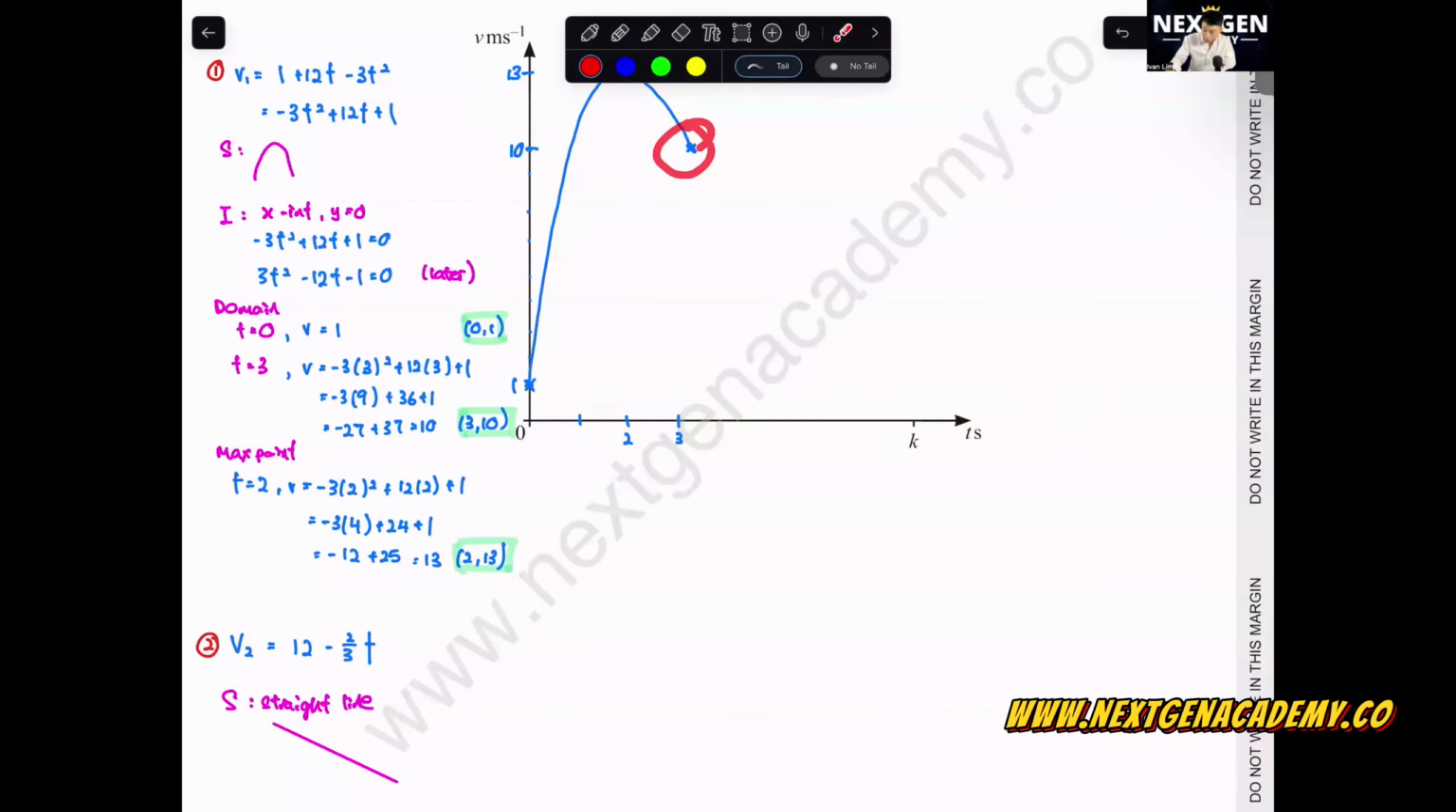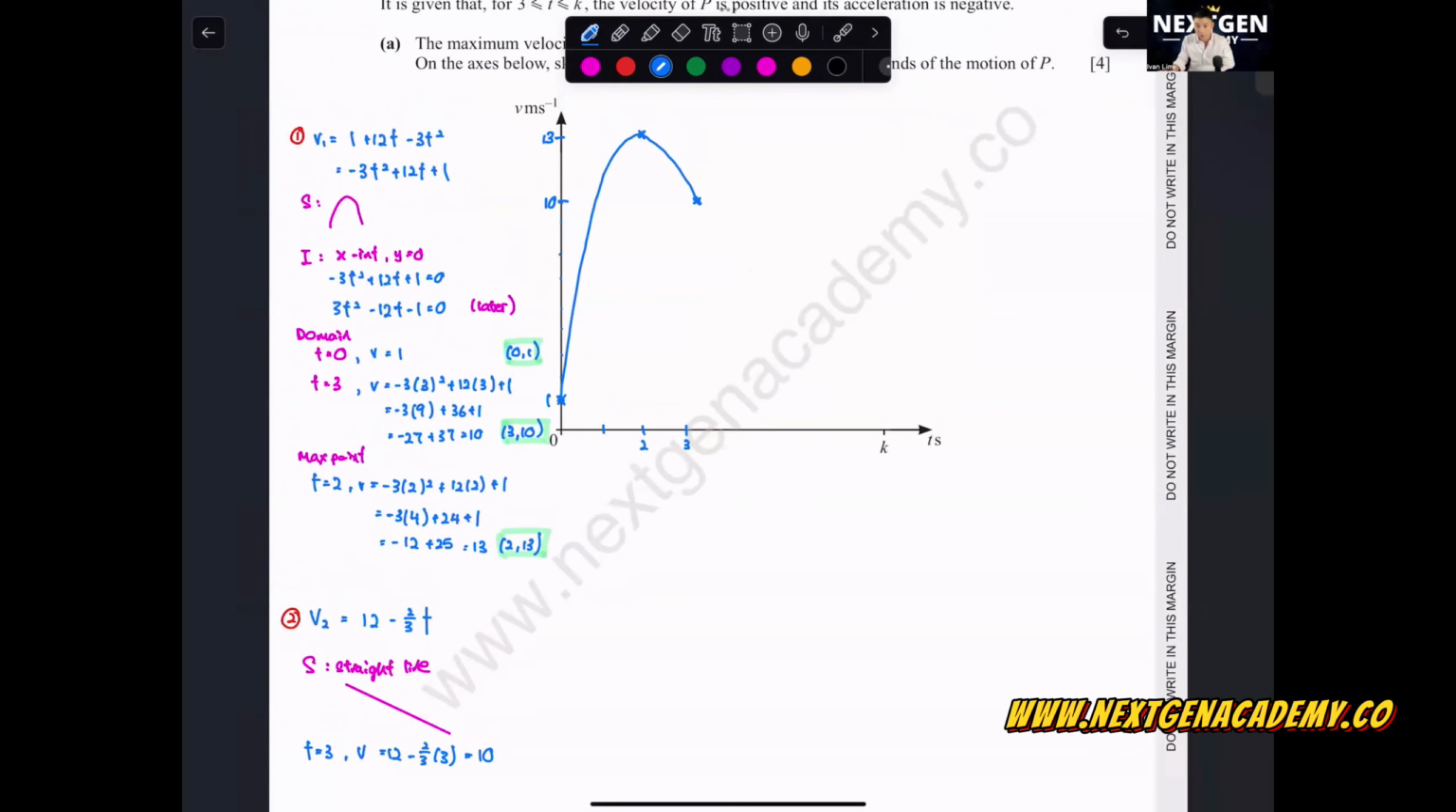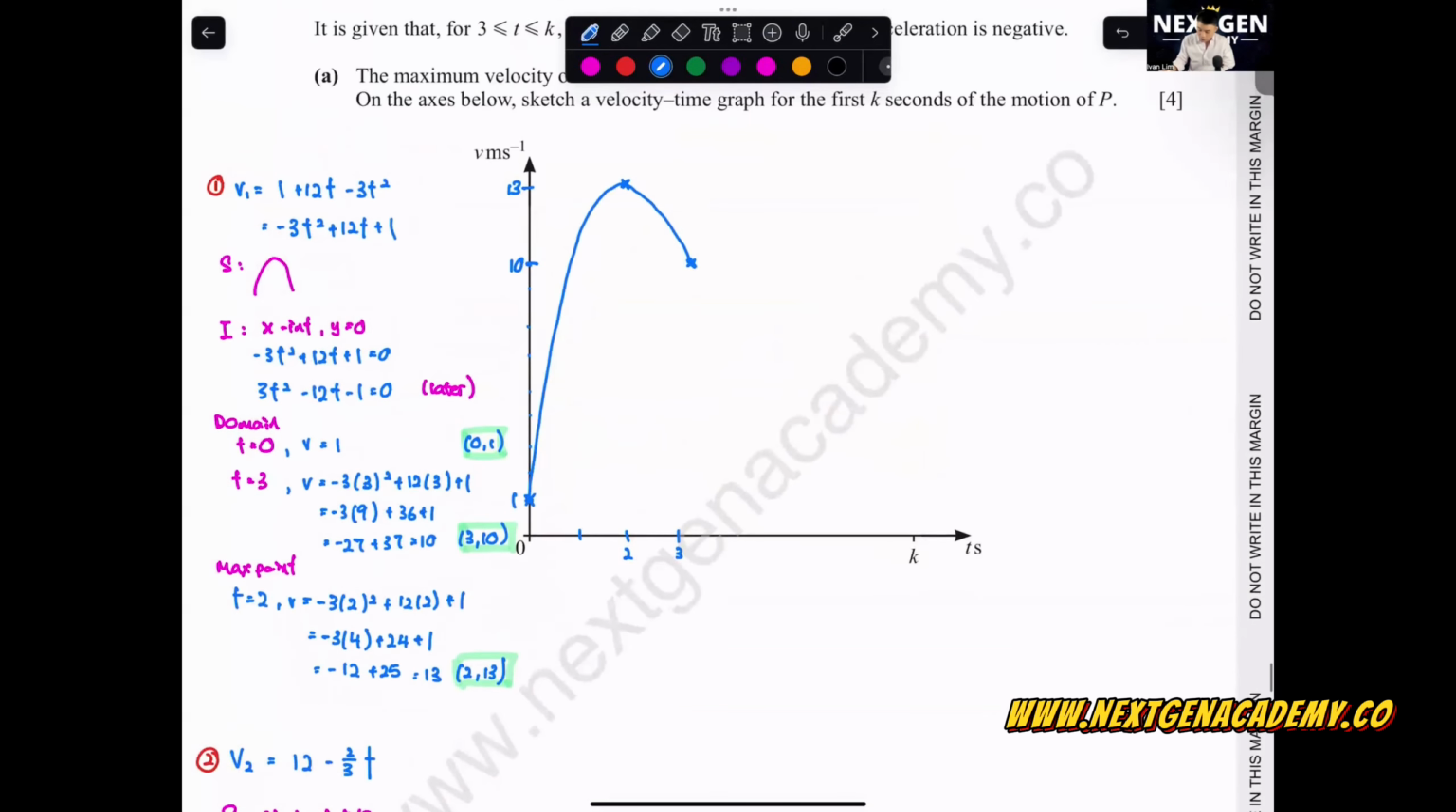We can just double check by substituting in the 3 into the equation also. At t equals 3, v equals 12 minus 2 over 3 times 3, which is also 10. So the point is correct. Where is k? We don't know where the k value is. If t equals k, all we know is the graph is going down because of the negative gradient. So for this second part, I'll just draw a straight line down like that.